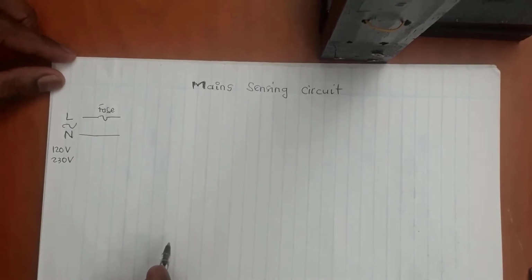Now we can include a fuse here for safety. Okay, so we include a fuse for safety. That is very important. And what's the next thing to connect? We're going to connect our capacitor.